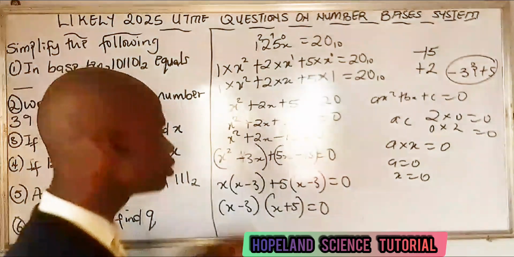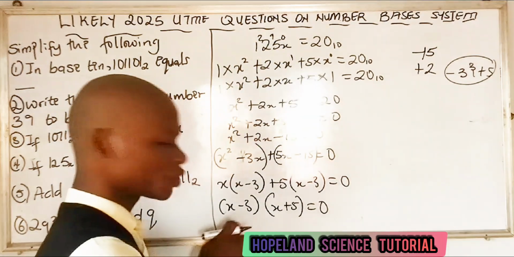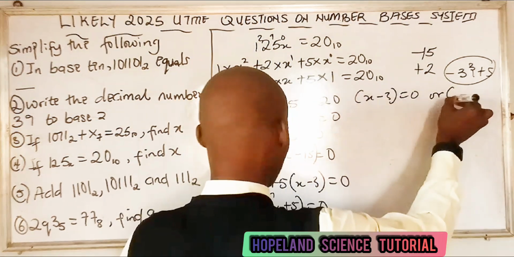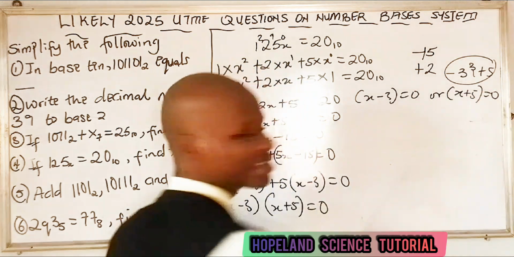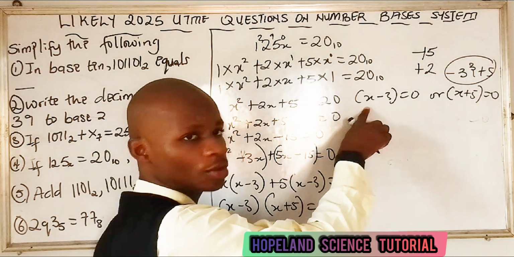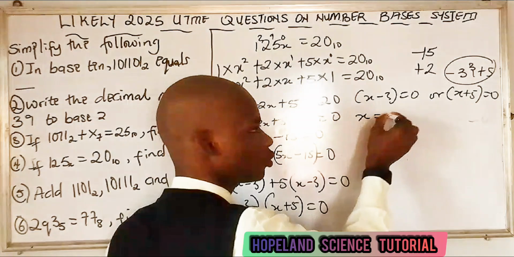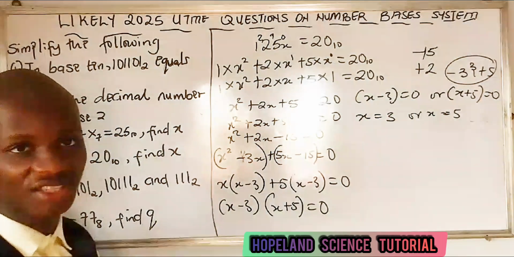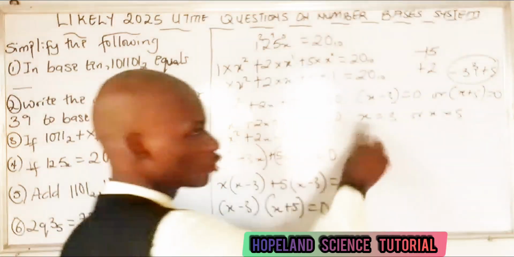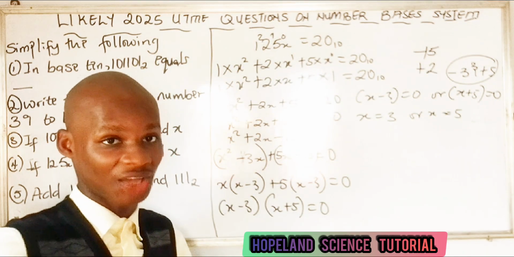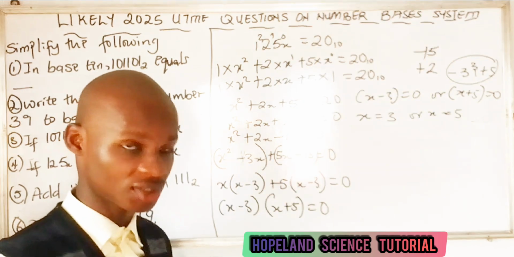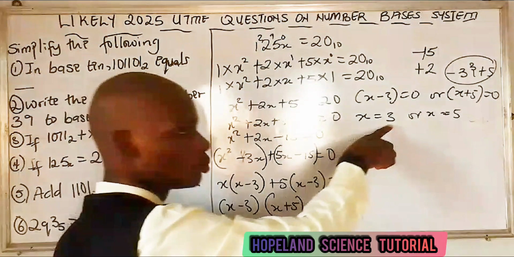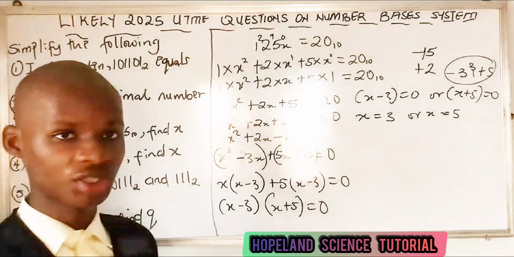So with that knowledge, we will split this equation by saying that x minus 3 is equal to 0, or x plus 5 is equal to 0. Now let's continue by making x the subject of the formula in each of them. We'll have x is equal to 3, or x is equal to minus 5. Now at this point we have gotten our answers, and as you can observe, we have two answers here. Does it mean that the value of the base here will be 3 or minus 5? The answer is completely no.